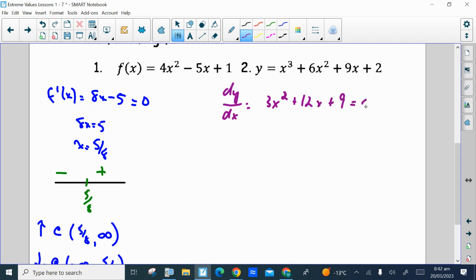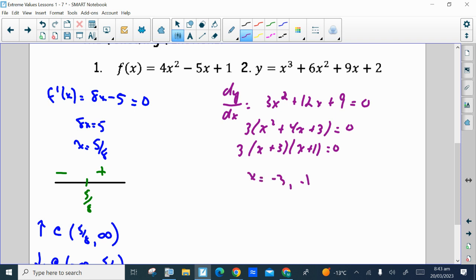And again, we want to find the zeros of the derivative. That's where we'll have a local max or min. There's a common factor of 3 there. We're going to solve this by factoring it. That's usually the easiest way to solve a quadratic. And then that quadratic that we're left with after the common factor can be factored to (x plus 3)(x plus 1). So our zeros of the quadratic are at negative 3 and negative 1.